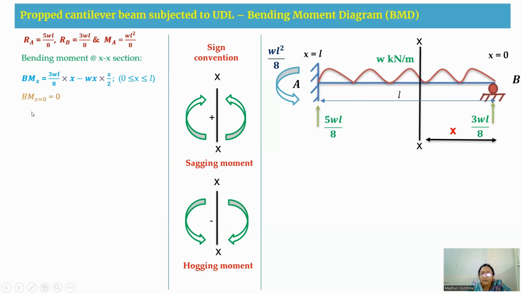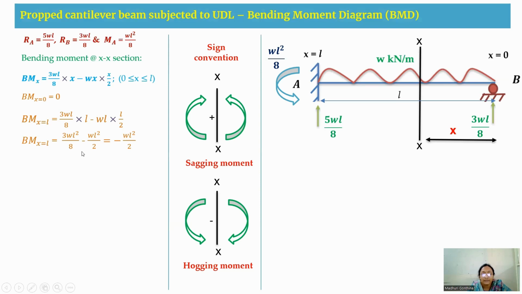So now we are going to substitute. Bending moment at x equal to 0: here bending moment will be 0. And at x equal to L, when we are substituting and simplifying the above equation, you are going to get minus WL square by 2. So this is at x equal to L.